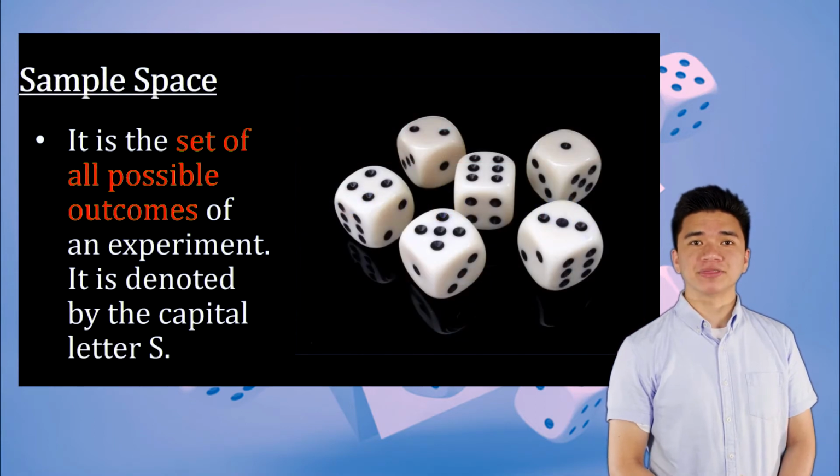Sample space. It is the set of all possible outcomes of an experiment. It is denoted by the capital letter S.